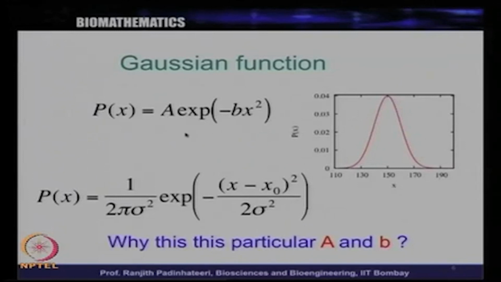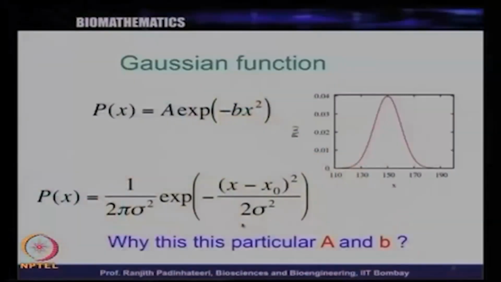But in many cases you must have seen that the normal distribution is presented in this particular way. Have a look here. You might have seen it presented as p of x is 1 by square root of 2 pi sigma square, times exponential of minus (x minus x 0) whole square by 2 sigma square. You must have seen this. So, what is the relation between this and this? It is clear that a is 1 by square root of 2 pi sigma square and b is 1 over 2 sigma square and x 0 is 0.